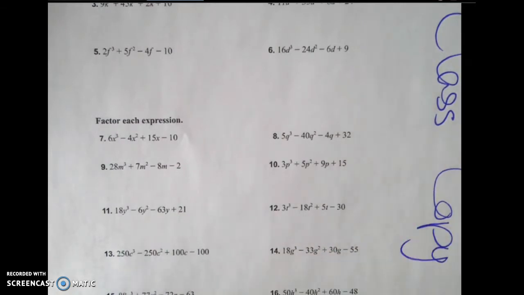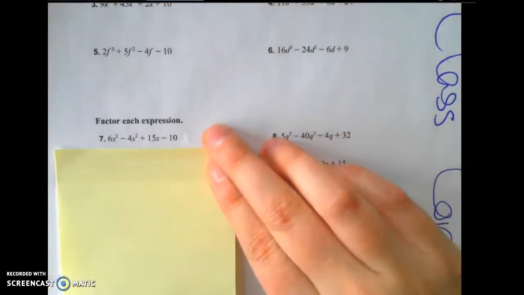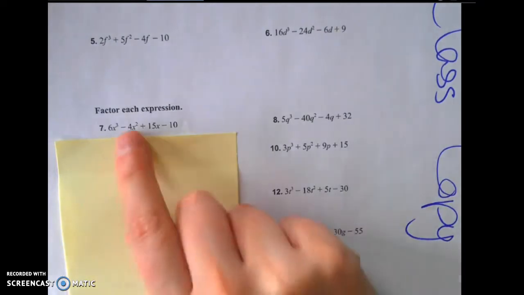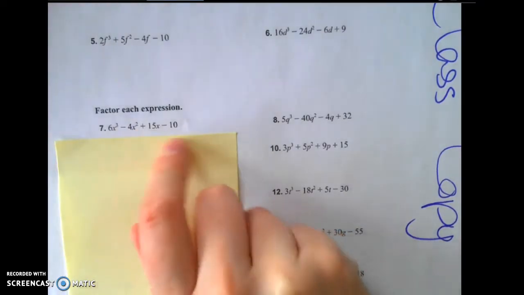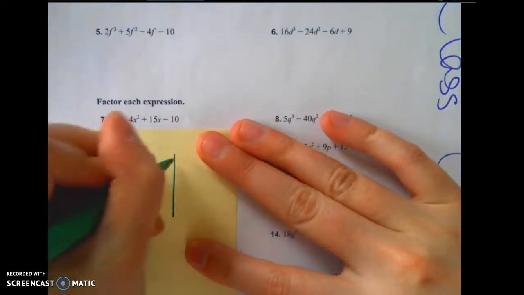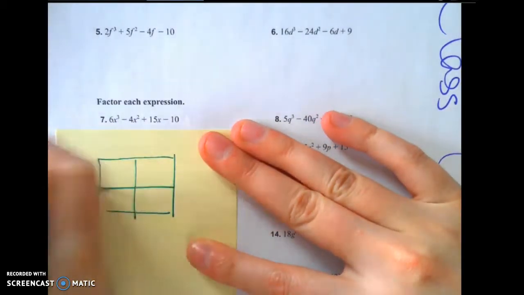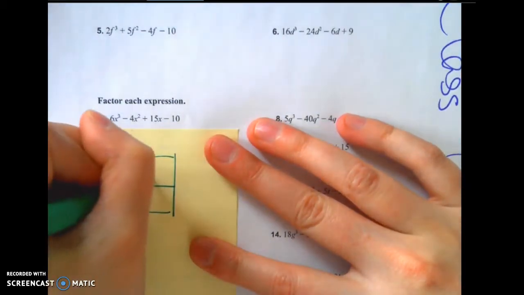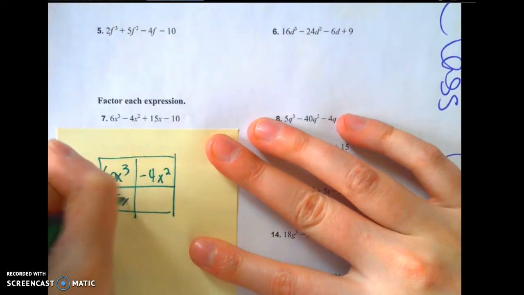So I'm going to do 7, 8, and 9. Let's start with 7. So 7 is 6x cubed minus 4x squared plus 15x minus 10. First off, this is a good candidate for factoring by grouping because it has a degree bigger than 2, and it's not a trinomial, right? It's got 4 terms. So I'm going to draw myself a box with 4 boxes, and each term is going to get a box. So 6x cubed, minus 4x squared, 15x, minus 10.